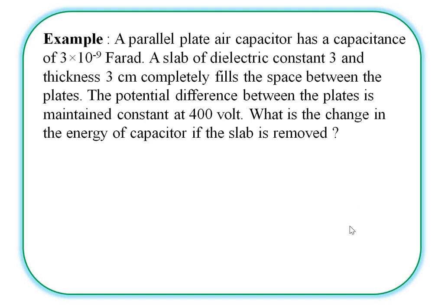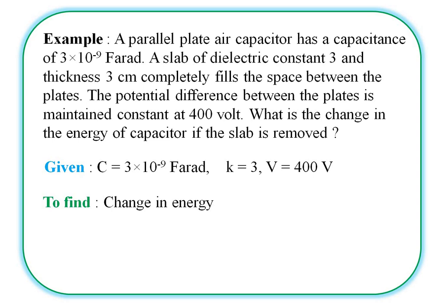Let's see the given quantities first. Given in this problem, the capacitor has a capacitance of 3 into 10 raised to minus 9 farad, the dielectric constant k equals 3, and the voltage is 400 volt. So here we have to find the change in the energy. For this, let's see the formula. We know that the formula becomes E equals 1/2 C V square. Let's see how to solve this problem.